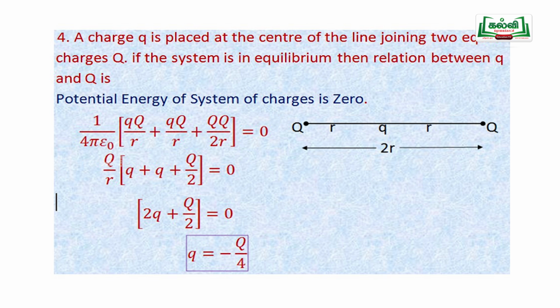Now, for this system to be in equilibrium, the potential energy is 0. So, I write 1 by 4 pi epsilon naught into, for this configuration, q into capital Q by this distance r plus q into capital Q by this distance r plus capital Q into capital Q by the distance here, which is 2r, equal to 0. And if you do the mathematical steps, you can get 2q plus capital Q by 2 equal to 0. From this you can get small q equal to minus capital Q by 4.